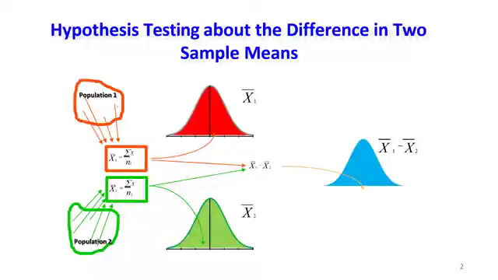So for example, here again it's the same representation. I have population one and population two. From population one, I have taken this particular sample and the sample mean is x1 bar. From population two, I have taken another sample, and here it is x2 bar. So this x1 bar will have some kind of population distribution, and this x2 bar will have some kind of population distribution. Now I have to see whether these two distributions are the same or not.